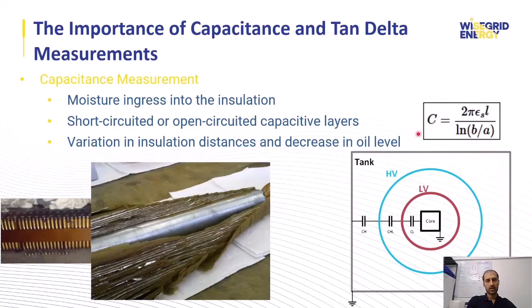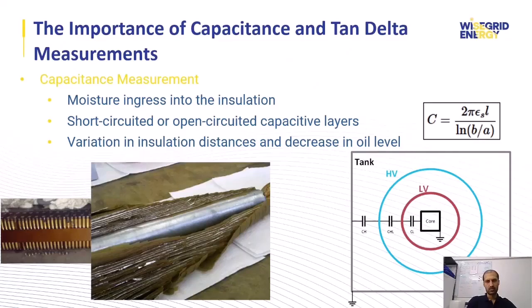depends on the distance between the HV and LV windings. If because of a high short circuit current or some mechanical problems this distance changes, we will have another value for capacitance, and we can compare it with the previous measurements. If the value of capacitance has changed, we will find that something is happening inside the transformer winding structure, and these insulation distances have changed.